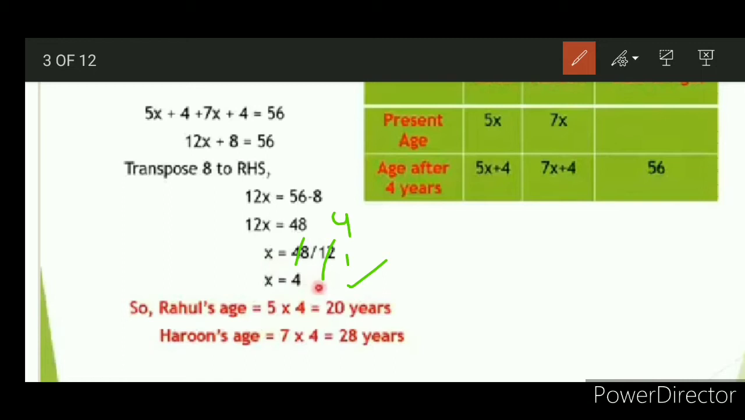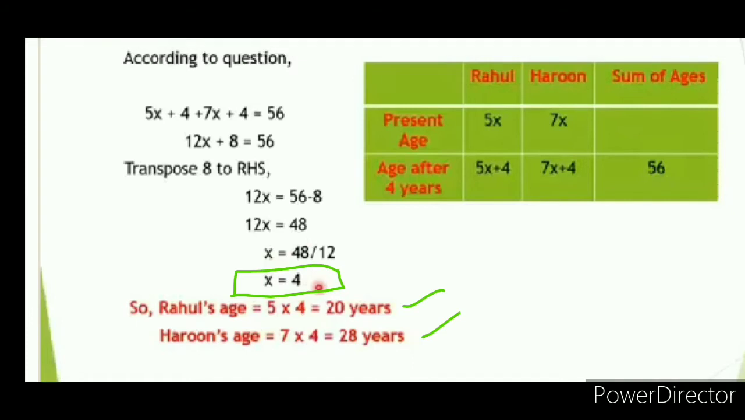What is that x? That is the factor of this ratio. Now, x equal to 4 is not the final answer. We should multiply this factor value with that ratio. Then only we will get the present ages of Rahul and Harun. That is what we did here. Rahul's age is 5 into 4 equals 20 years. Harun's age is 7 into 4 equals 28 years. This is the answer of this question. Understand?